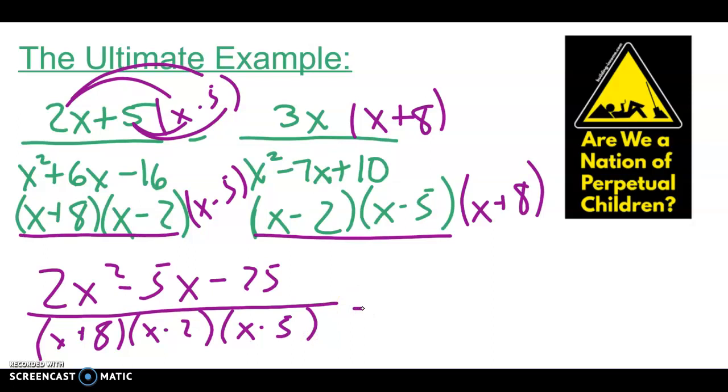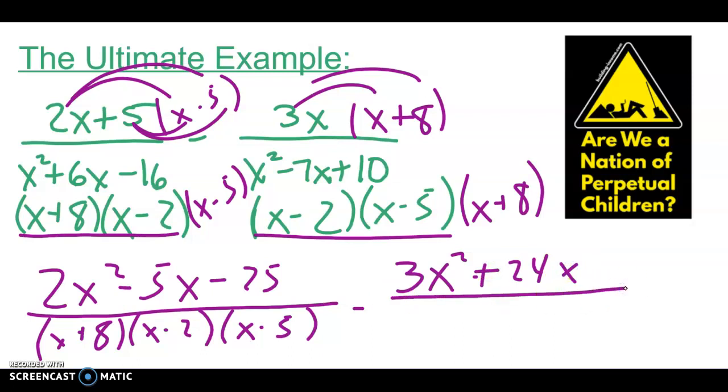The second fraction, we distribute 3x squared plus 24x. Sorry, this writing with the finger thing, I understand it's not always the neatest, and I apologize for that. But the denominator is now always going to be the same. X plus 8, x minus 2, x minus 5.